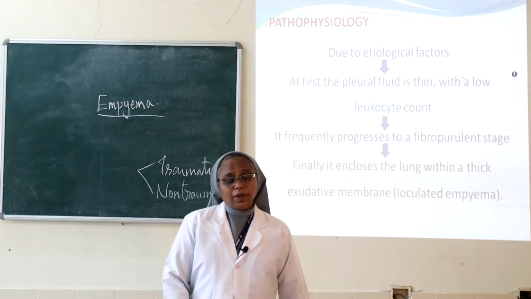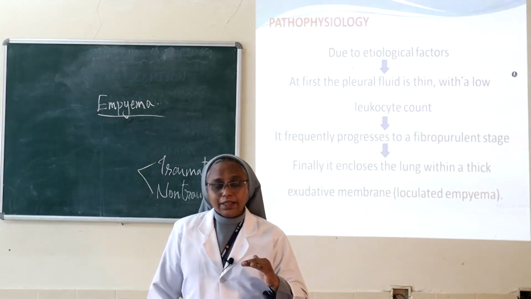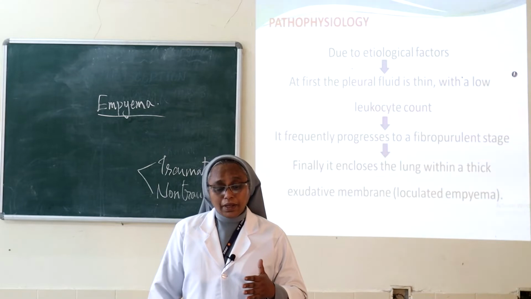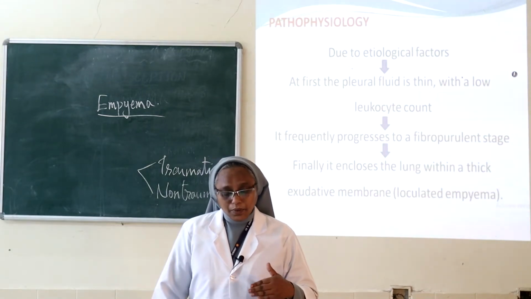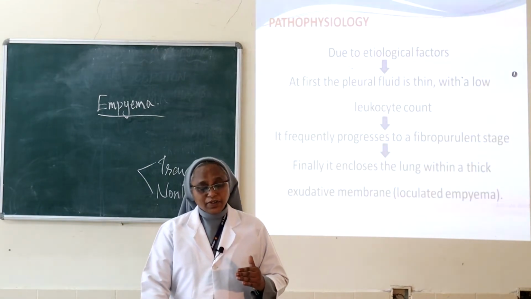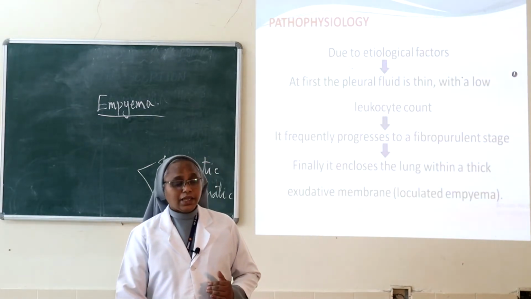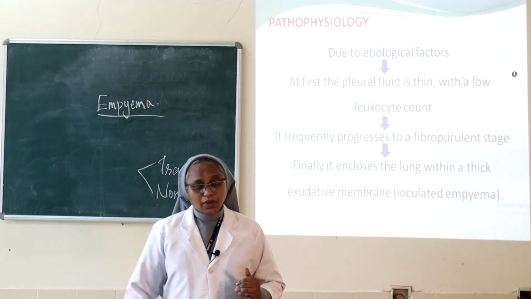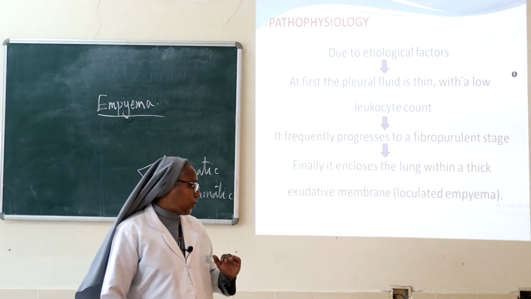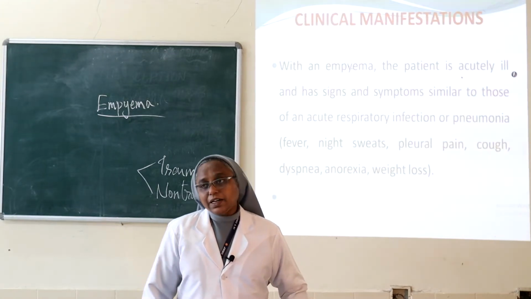Coming to the pathophysiology of empyema, as we all know, there is a small amount of fluid in the pleural space, mainly very thin, and the leukocyte count is very low. But in case of empyema, these etiological factors cause inflammatory changes in the pleural space. Because of that, the inflammatory process progresses to a fibropurulent stage. Finally, it encloses the lung tissue within a thick exudative membrane. It compresses the lung tissue. That is called loculated empyema.